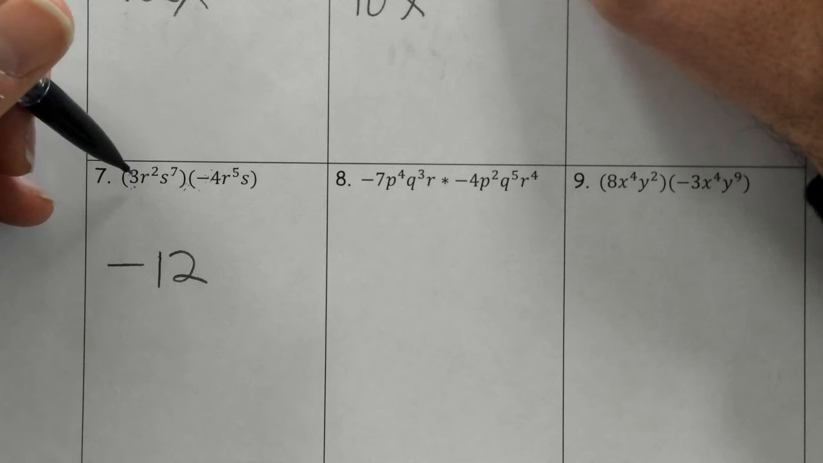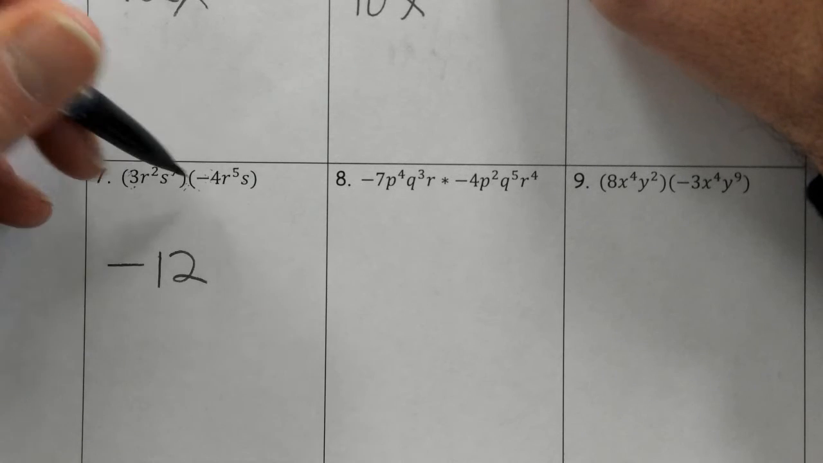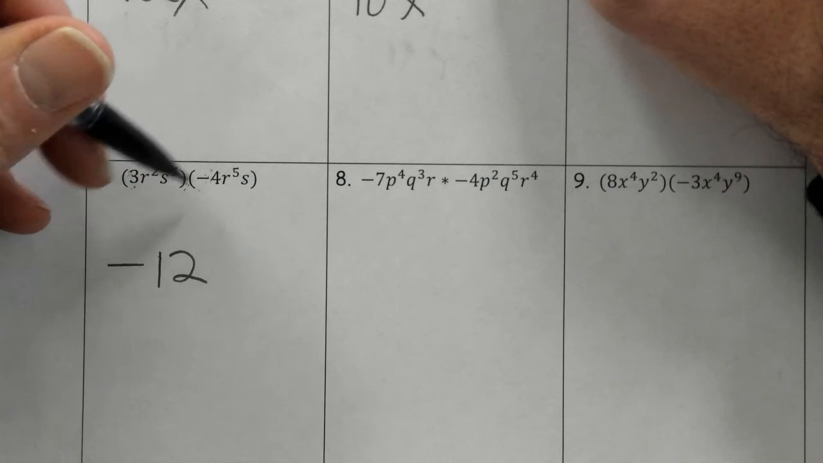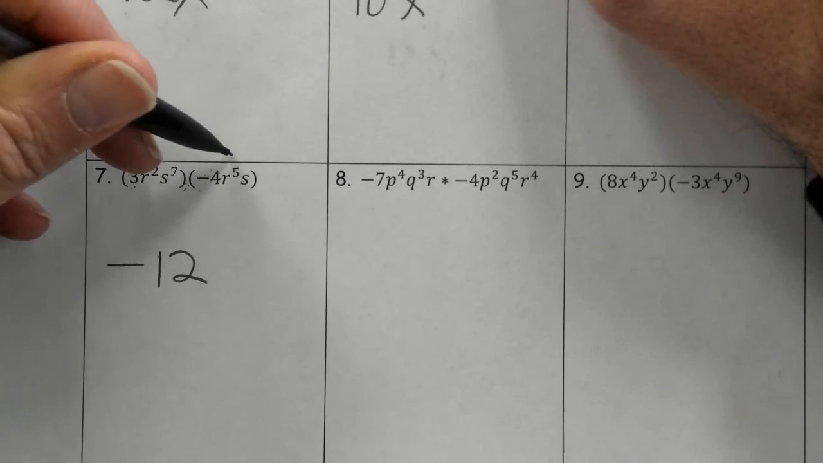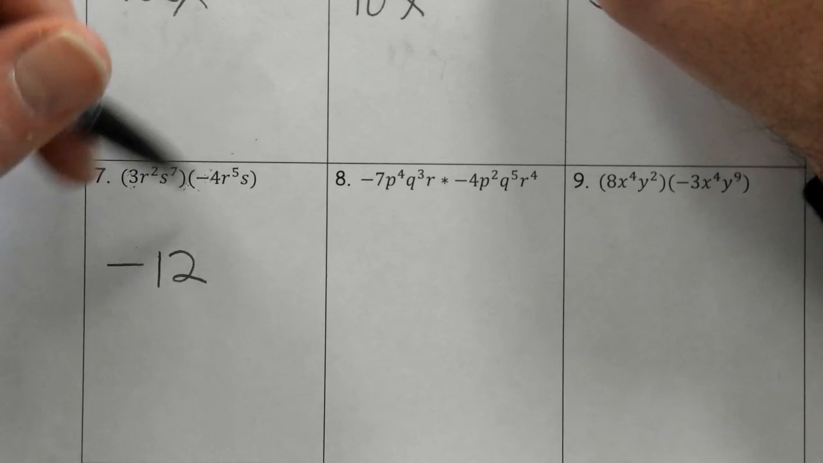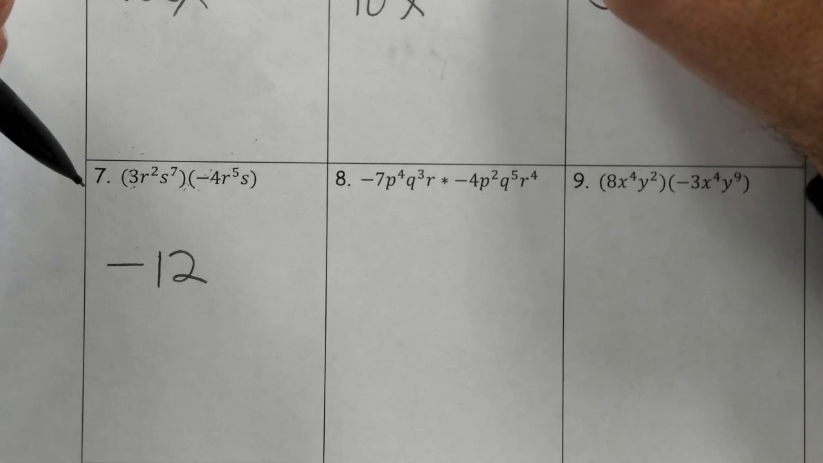So the new step here is you've got to take the signs into consideration. Remember, positive times a positive is a positive. Positive times a negative is a negative. Negative times a positive is a negative. And negative times a negative is a positive. So when we're going to simplify, we've got to make sure that we take that into consideration first.